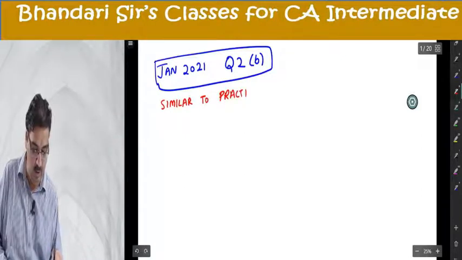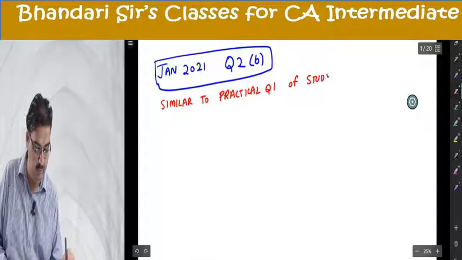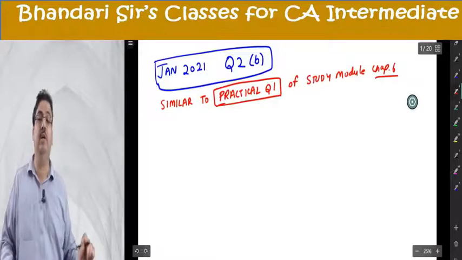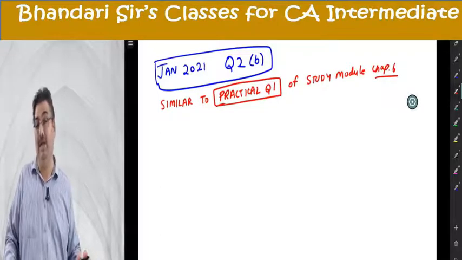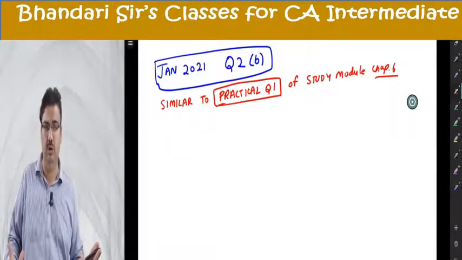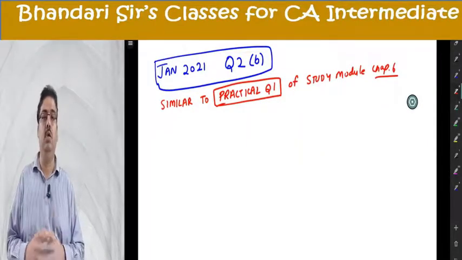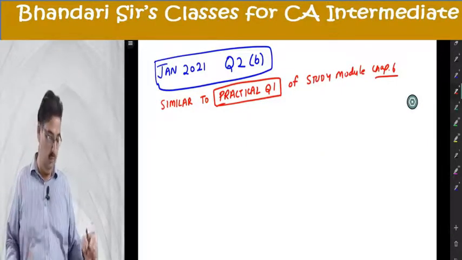practical question 1 of study material, study module chapter 6. Practical, that is the unsolved questions given at the end, not the illustration, practical question. They are also solved, solution is given. It is quite similar with different figures, conceptually quite similar.